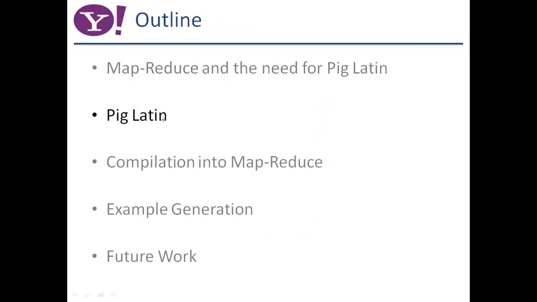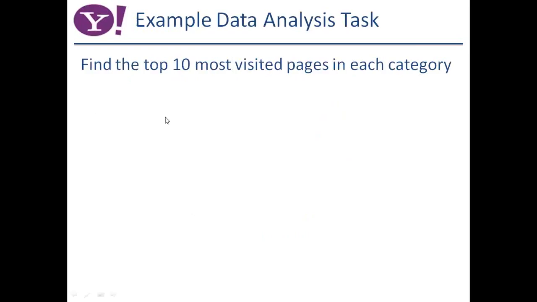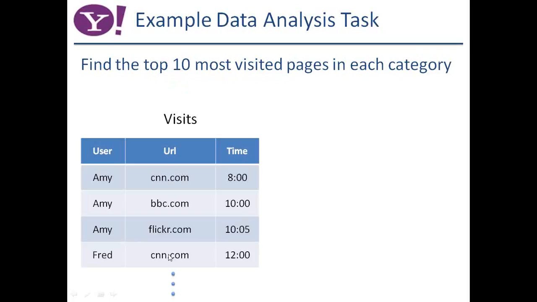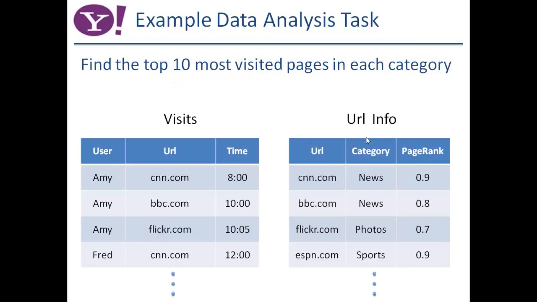So this is your Pig Latin. Now what is going to happen here? Find the topmost visited pages in each category. What does it mean here? These are the visits that you are having, and this is the URL information that you are having here. Yami is the user, bbc.com, flickr.com, cnn.com. URL is the information that you're having here, and page category. Now, using these two data sets, they're asking you to find out the top 10 visited pages in each category.